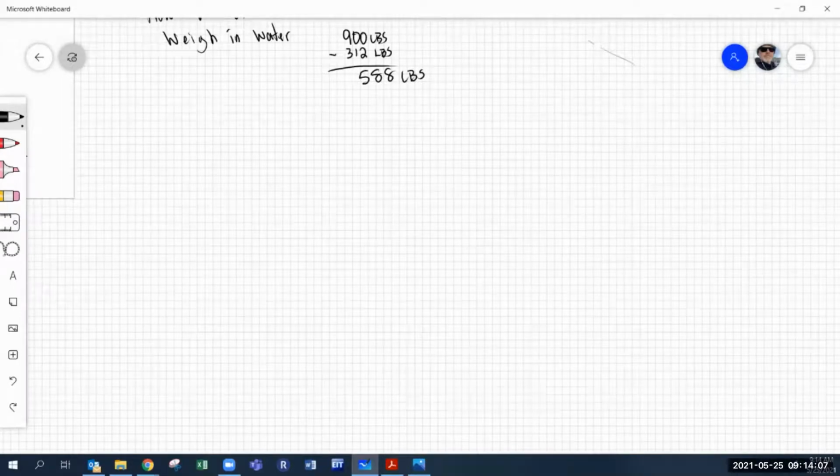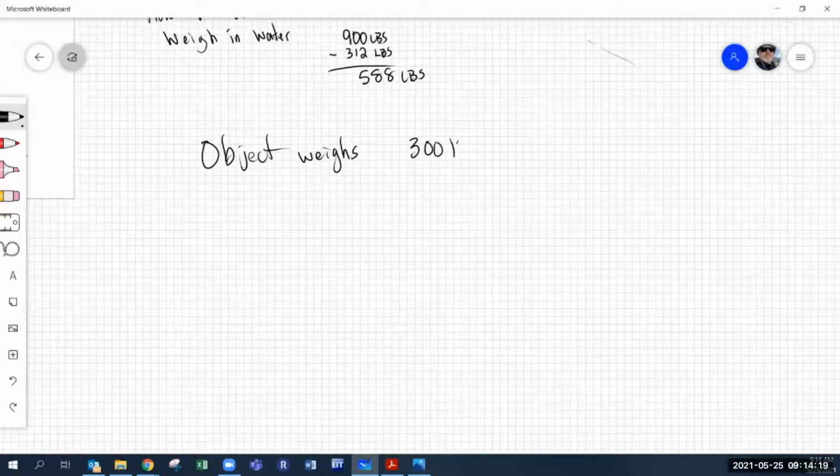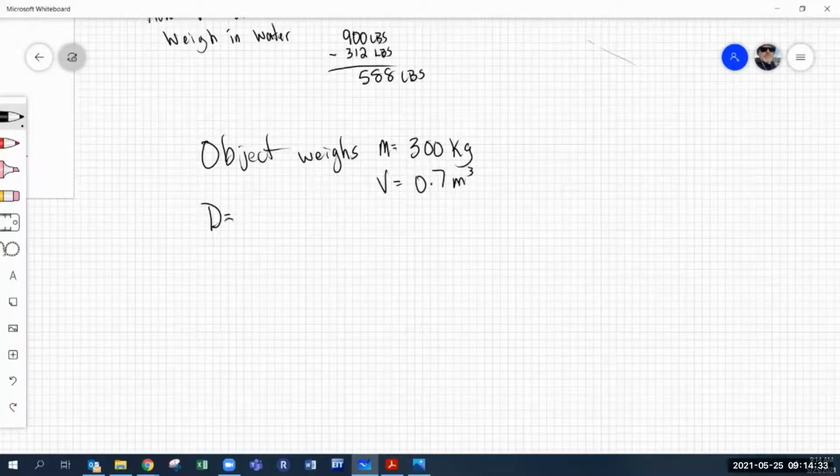Next question. An object weighs 300 kilograms. Okay, so there's the mass. And it has a volume of 0.7 cubic meters. I want to know the density, the relative density, and the buoyant force. So I want to know these three things.